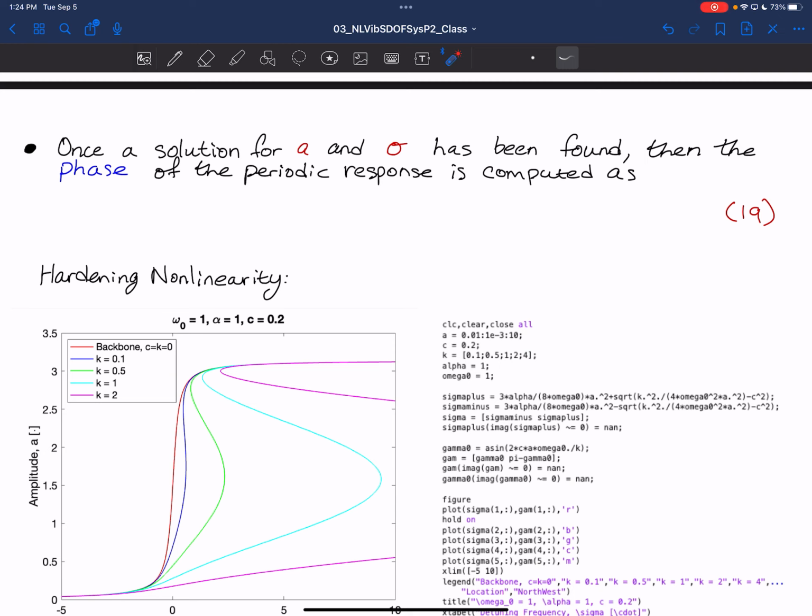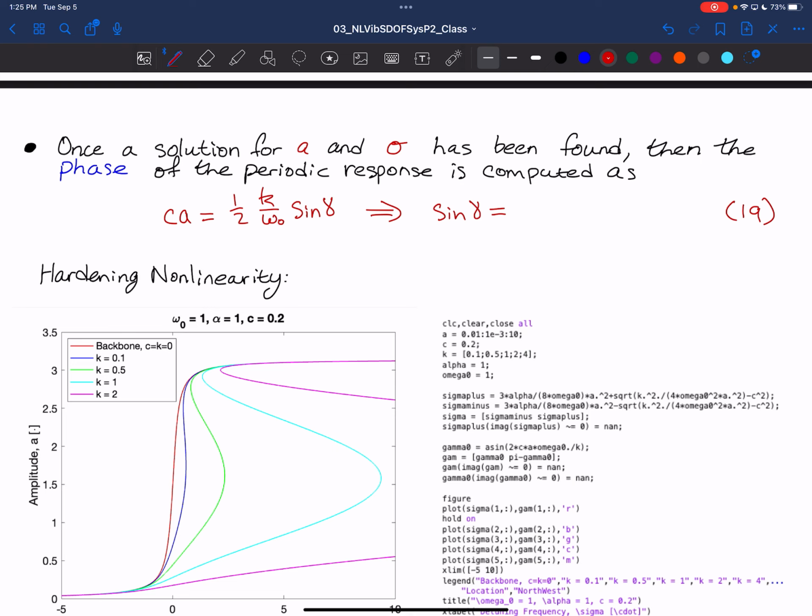So another thing is that once we have a solution for A and sigma, we can then go and compute the phase of the system, which we'll compute using the first equation from the slow flow dynamics, which is CA equal to 1/2 K over omega 0 times the sine of gamma, in which case we can then solve for the sine of gamma being equal to 2C A omega 0 over K, which you can then invert and find gamma, and then go and find the phase B.